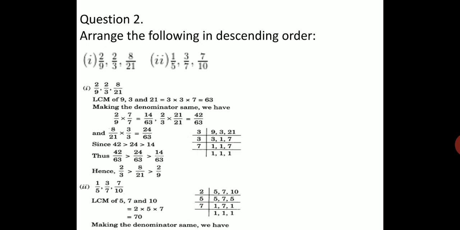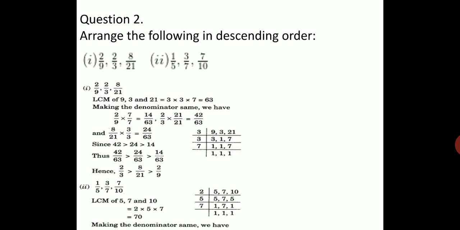Now we will write the original number form. It comes 42 by 63 is greater than 24 by 63, greater than 14 by 63. Now in the question form we have to give the answer, because the number can't be changed. So 42 by 63 is the equivalent fraction of 2 by 3. So 2 by 3 is greater than 8 by 21 is greater than 2 by 9. Hence we have discussed part 1.